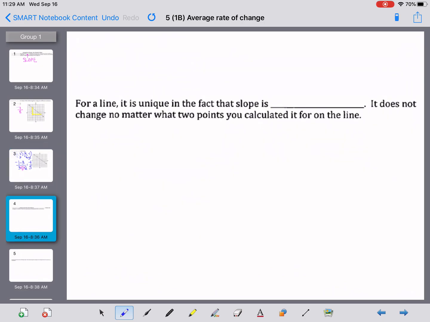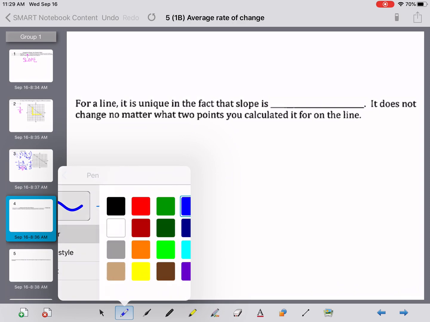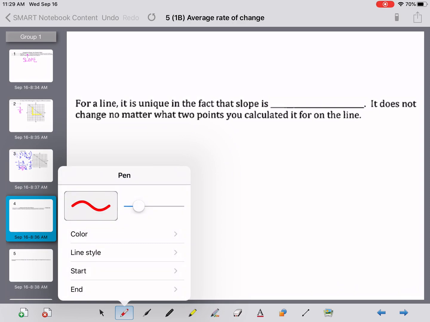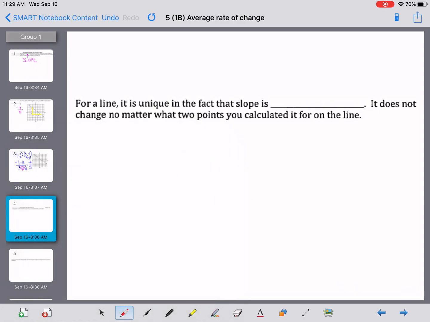And for a line, it is unique in the fact that the slope is constant. It does not change no matter what 2 points we used to calculate it on our line. It is always going to be the same when we're working with a line.